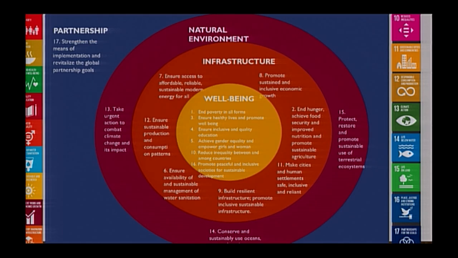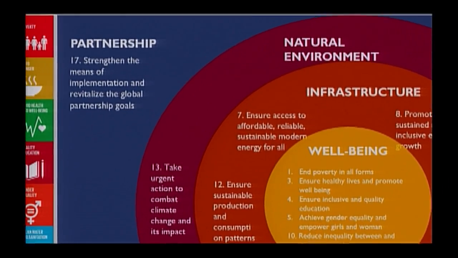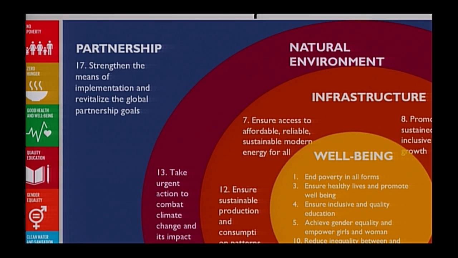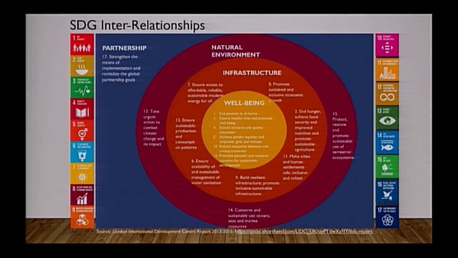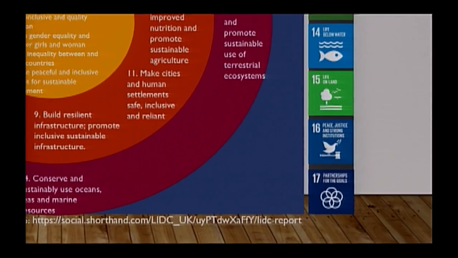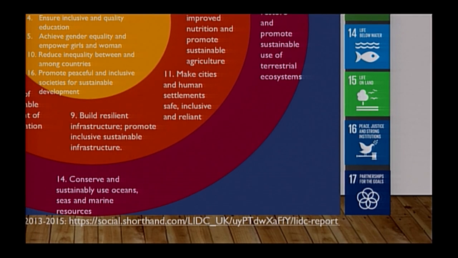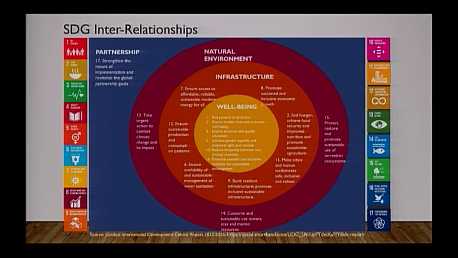Surrounding everything then, we can see this partnerships goal, which is goal number 17, around strengthening the means of implementation and revitalising the global partnership goals. Now, this one is critical to be surrounding all of the others, because the partnerships for sustainable prosperity, as you can see down here, partnerships for the goals, is absolutely critical for making everything work. So we will now have a look at those clusters alongside each other and see how they relate inside the rings.